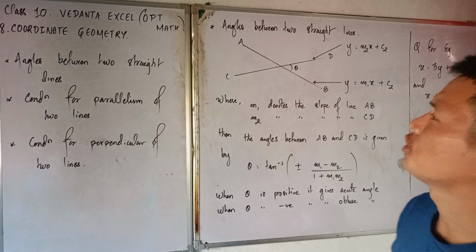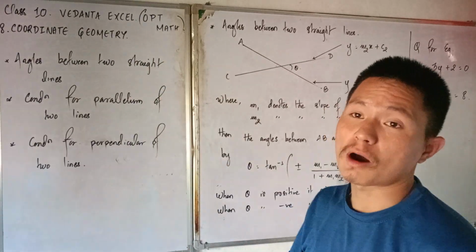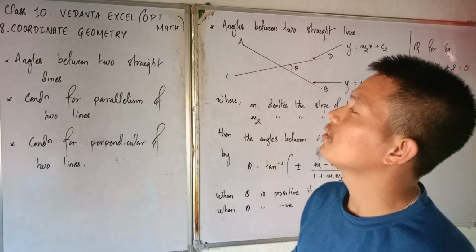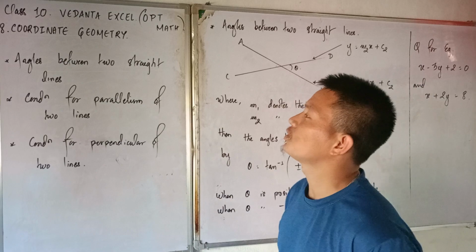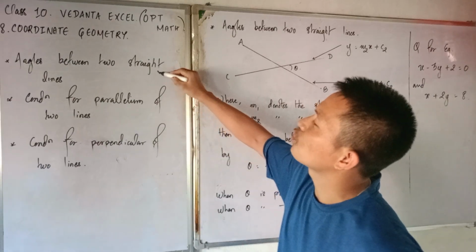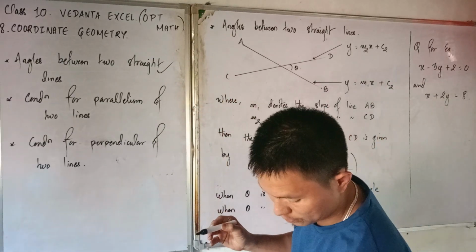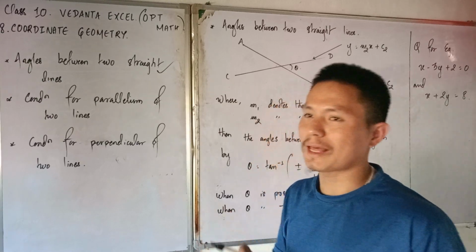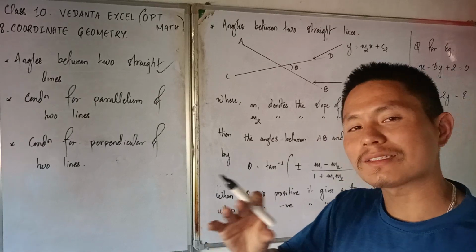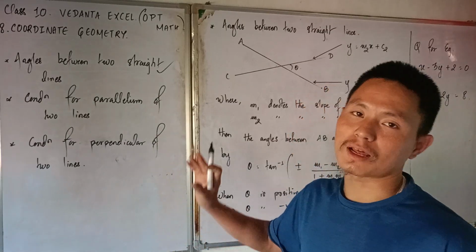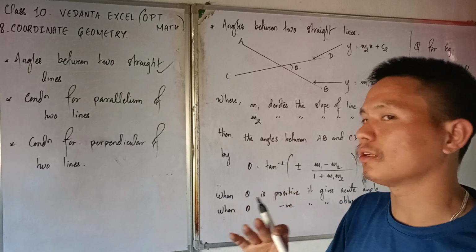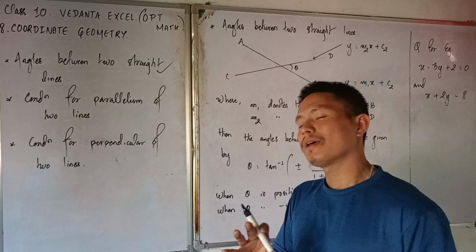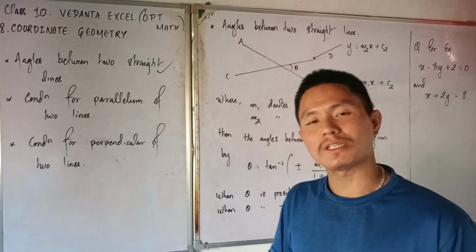A large volume of questions will be asked from this coordinate geometry part, okay? In the first part of coordinate geometry, we will be reading about the angles between two straight lines, okay? Whatever formulas you have read in class 9 will also be embedded in this class 10, okay? They will come in handy in class 10 optional math, so those formulas will be used in class 10 also.